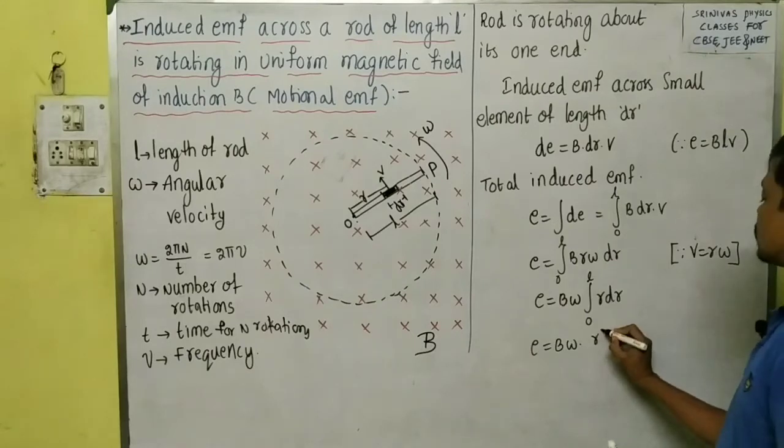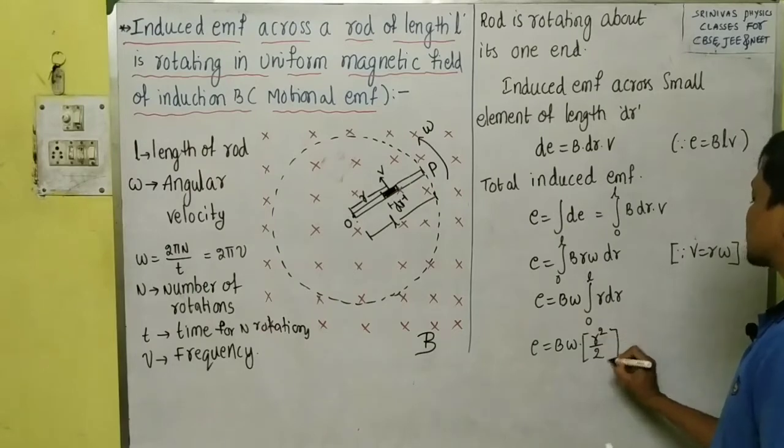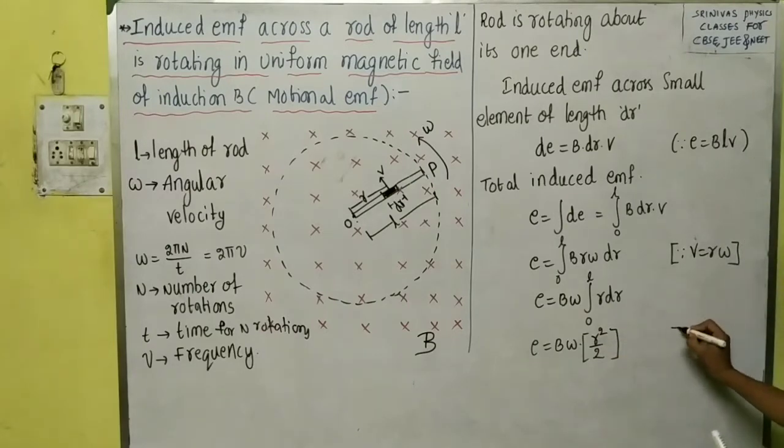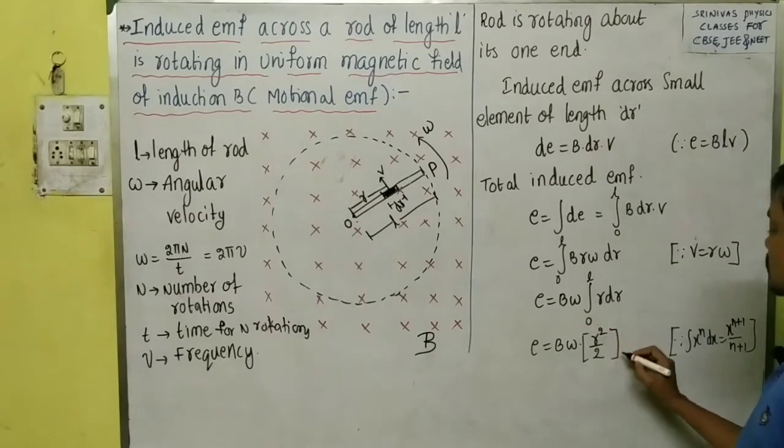R square by 2, you know already. This is from the integration x power n dx formula. Integration x power n dx is x power n plus 1 by n plus 1. This formula we have to use here. Then integration r dr is r square by 2.